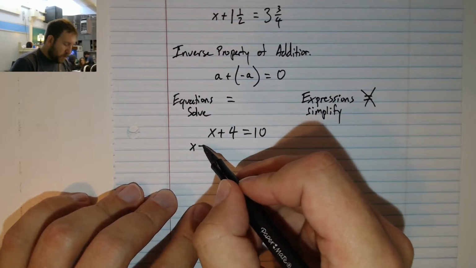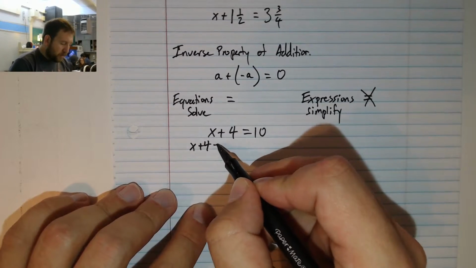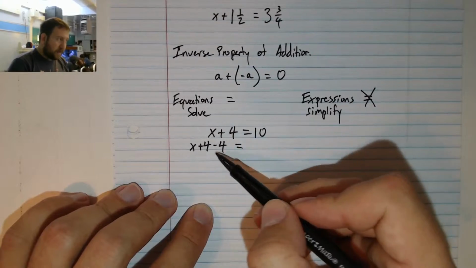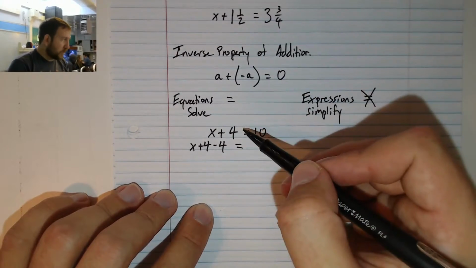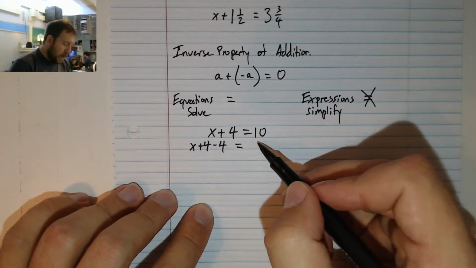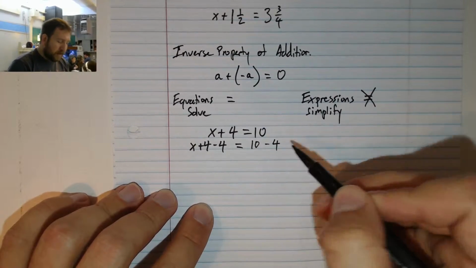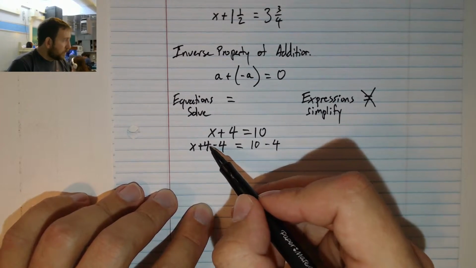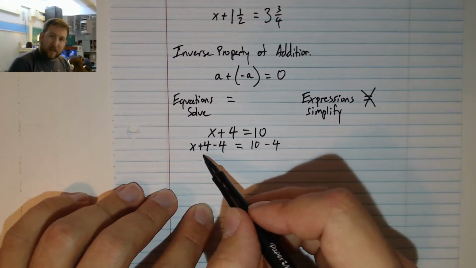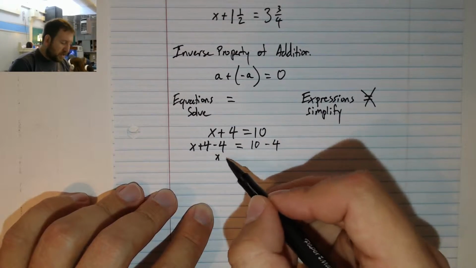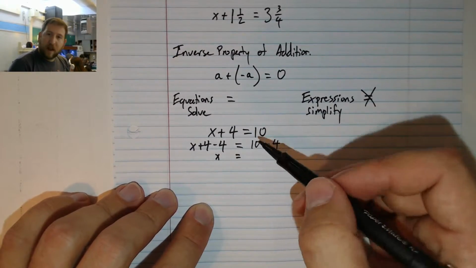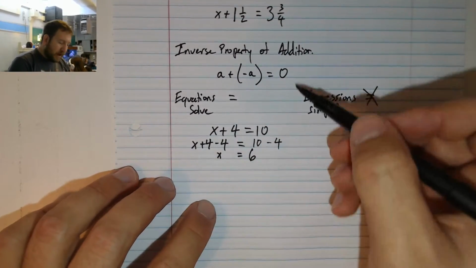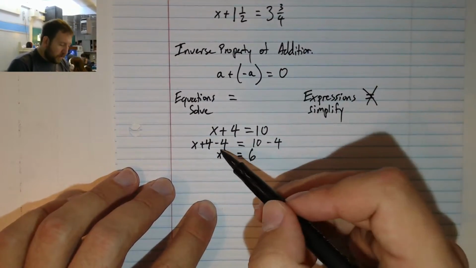The best way to get rid of a 4 is to subtract exactly 4 from this side of the equation. Now if I take it from this side, recall that the equation is kind of like a little balance scale, and I have to do the same thing to the other side. Now I can simplify this side. X plus 4 minus 4, I can simplify easily down to just an x. On the other side, 10 minus 4 turns into a 6. And that's how I used my inverse property of addition to solve this equation.